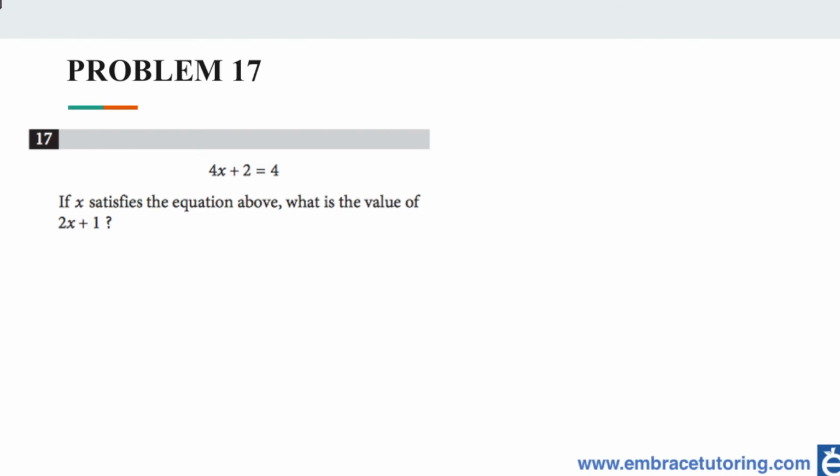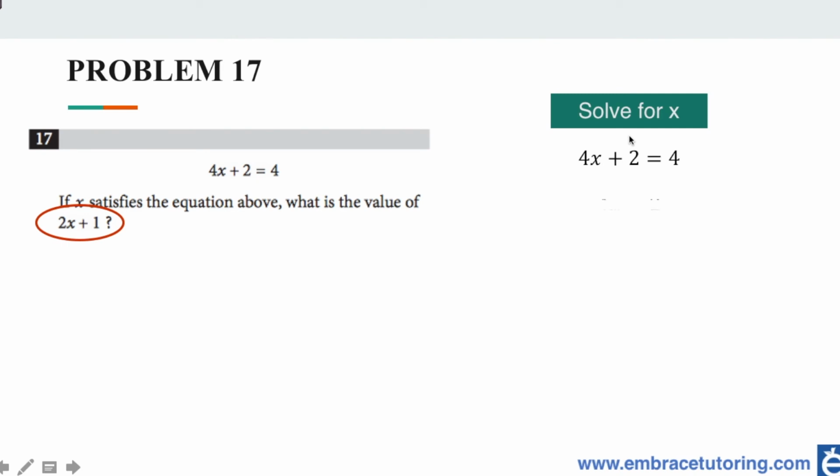All right, for problem 17, it says 4x plus 2 equals 4. If x satisfies the equation above, what is the value of 2x plus 1? And I'm always circling what they want me to find, so that I don't just solve for x and assume I'm finished. Instead, I always want to make sure that I'm solving for the last step of what the question is asking for. Now, 4x plus 2 equals 4, and I just want to solve for x.